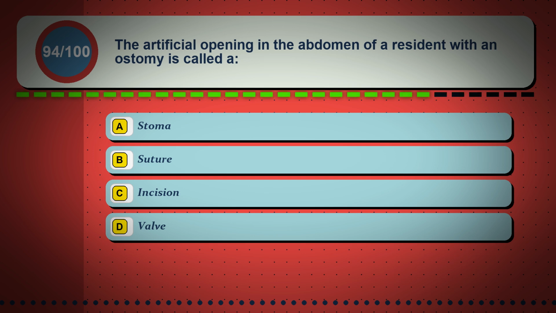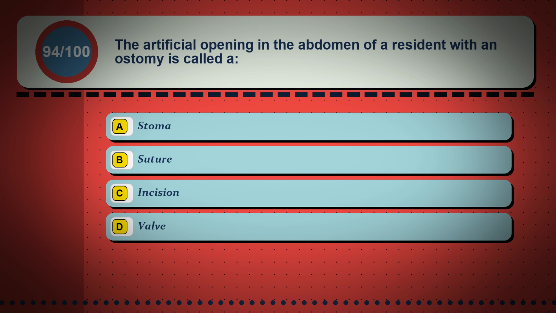Question 94. The artificial opening in the abdomen of a resident with an ostomy is called a: Option A. A stoma. Option B. Suture. Option C. Incision. Option D. A valve.